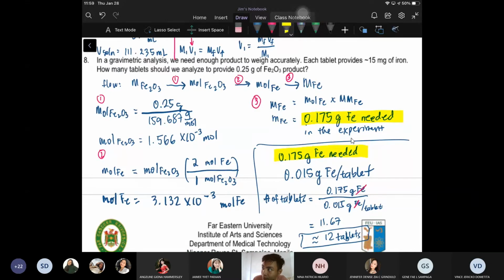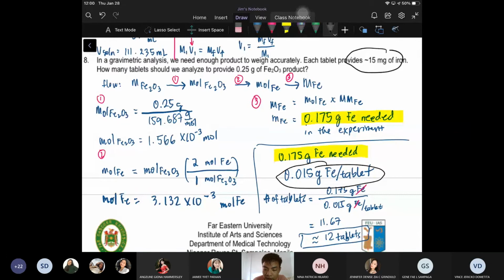Then, once na makuha na natin yung mass ng iron, i-compare natin yon sa gaano karaming iron yung meron kada tableta. Ito yon. So, by comparing the amount of iron needed with the amount of iron per tablet, meaning ng comparing, i-divide mo sila. By dividing them, makukuha mo yung amount ng tablet na kailangan mo. So, yun yung ganap sa question na to.